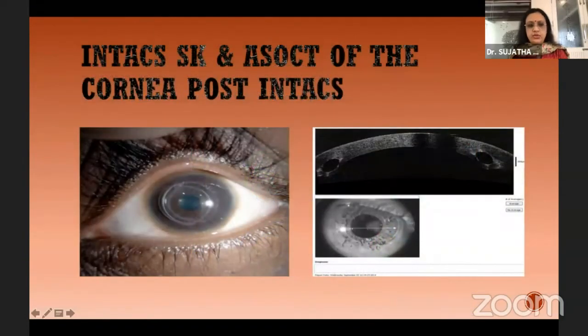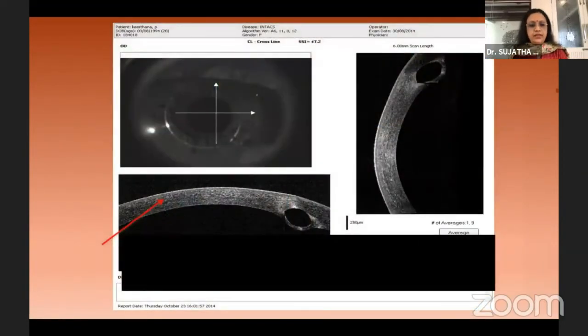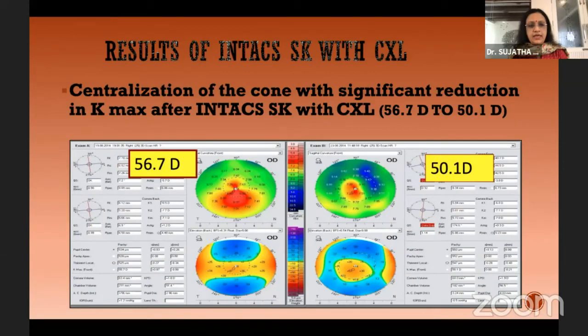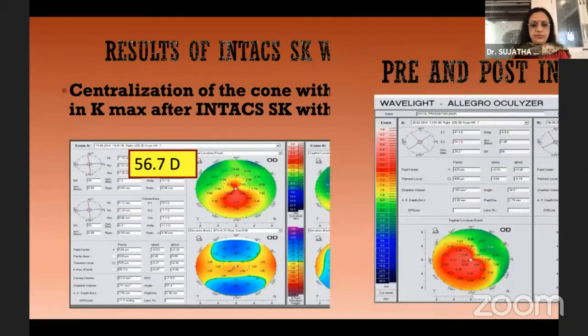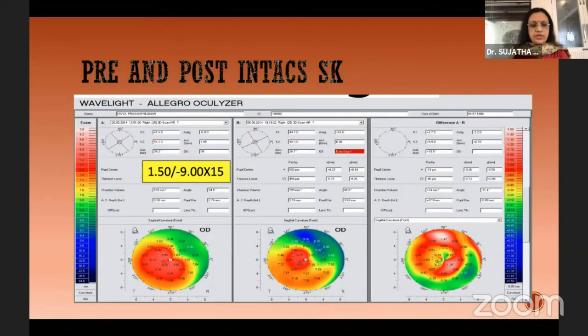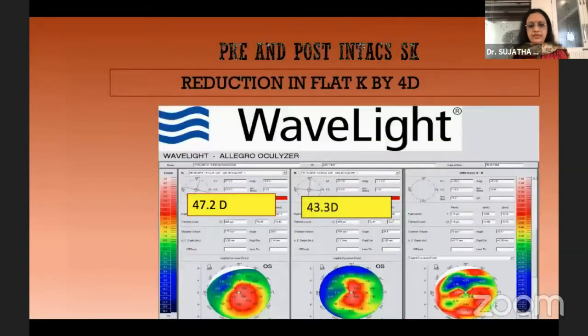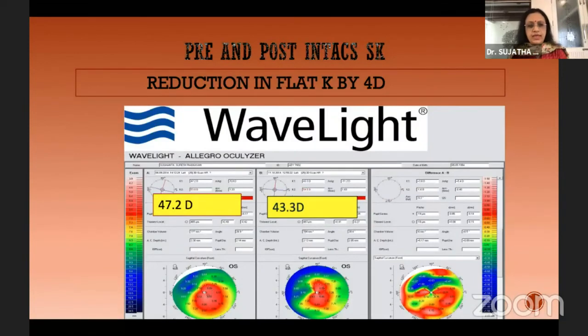So you can see the AIOC2021 of this patient and the cross-linking effect. Again, another patient showing centralization of the cone with a drop in the Kmax from 56.7 to 50.1. This is again a patient showing an excellent response to intacts from minus 9 to minus 2. You can see the difference map as well. This is again a patient showing a flattening by 4 diopters.